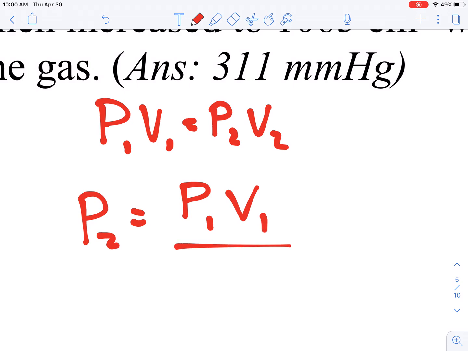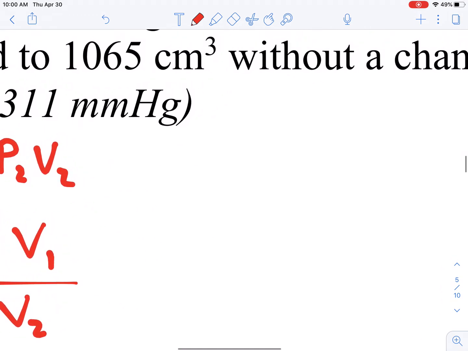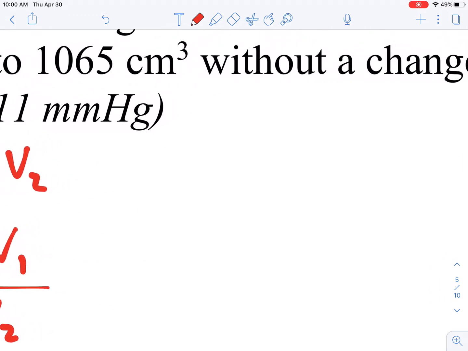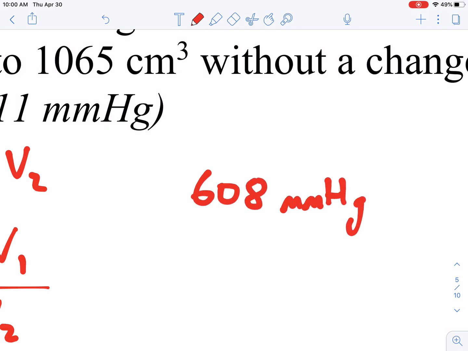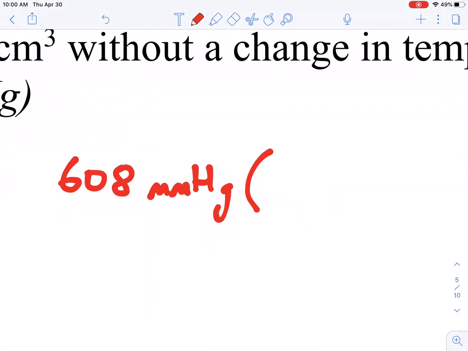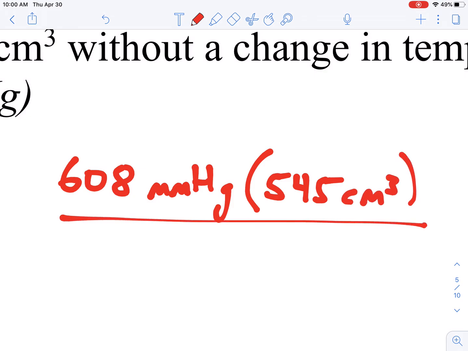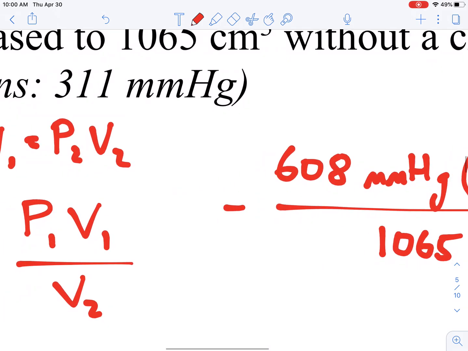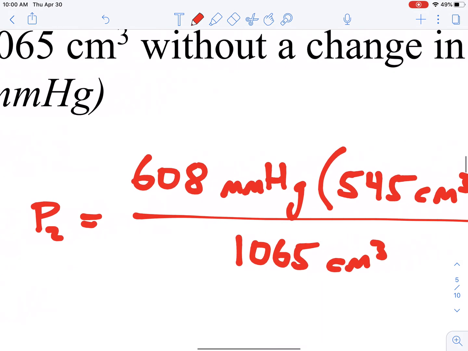So P1V1 over V2. Let's plug in everything that we have. We have 608 mmHg as our initial pressure. We have an initial volume of 545 cubic centimeters. And we have a final volume of 1,065 cubic centimeters. And again, we're looking for, in this case, our second pressure.